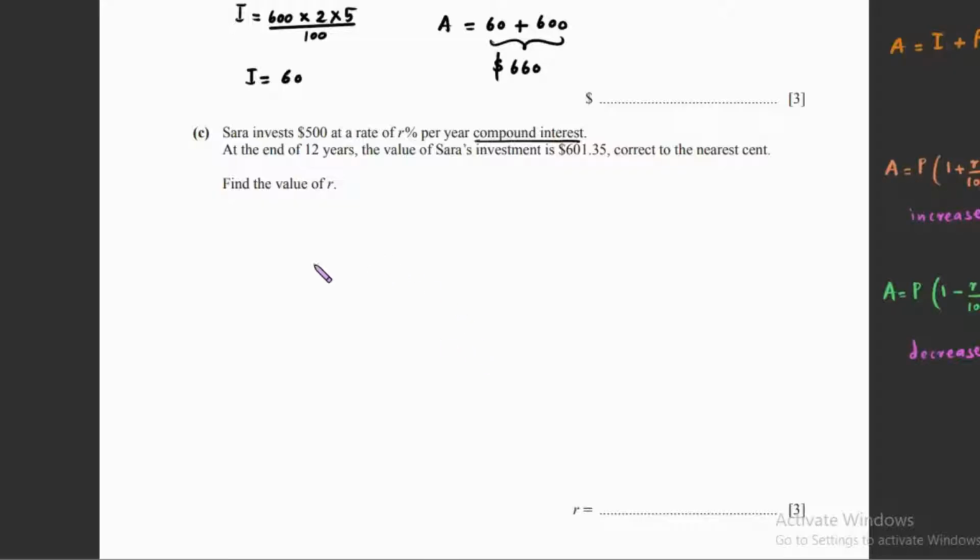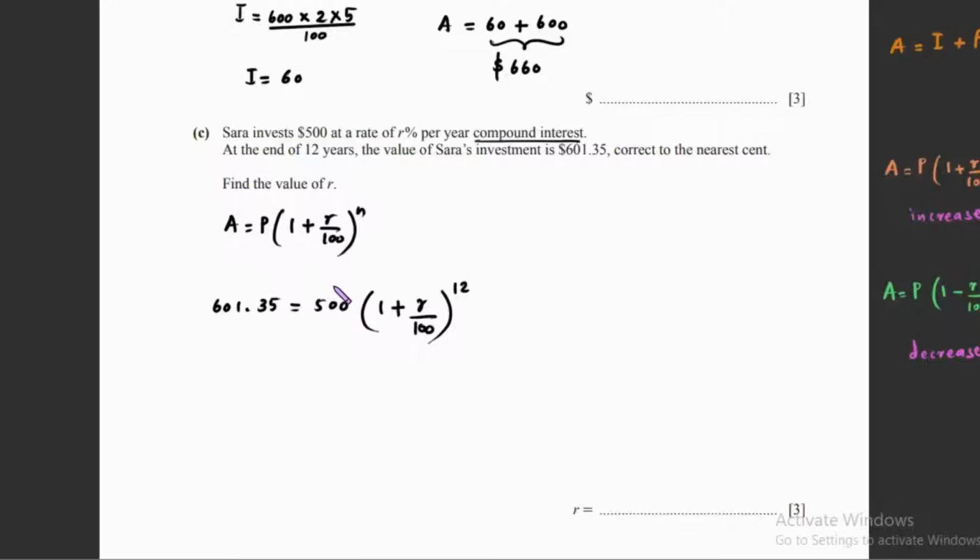So we're going to use this formula, and we got to just substitute the information given here and find what's missing. So A is the final value. So the value of the investment after 12 years, which is $601.35. This is equal to P, that is the amount invested, which is 500 times 1 plus R is what we are supposed to find. So I'm going to write it as R over 100, and N is the period of time, which is 12. I need to solve this and find what R is.